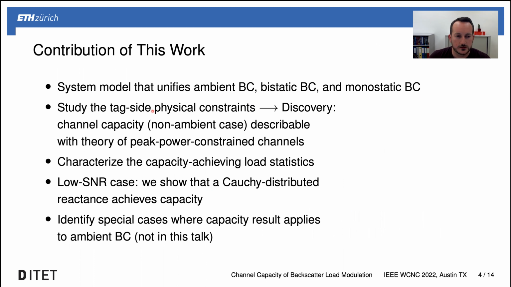Then we study the tag-side physical constraints, and we discover that the channel capacity, at least in the non-ambient case, can be described with information theory on peak power constrained channels. This way we can use existing results and characterize the capacity-achieving load statistics in terms of reflection coefficient and impedance. In the low-SNR case, we determine that a purely reactive load with Cauchy-distributed load reactance achieves capacity. We also identify special cases where the capacity result applies to ambient backscatter communication, but not in this talk because of time constraints.